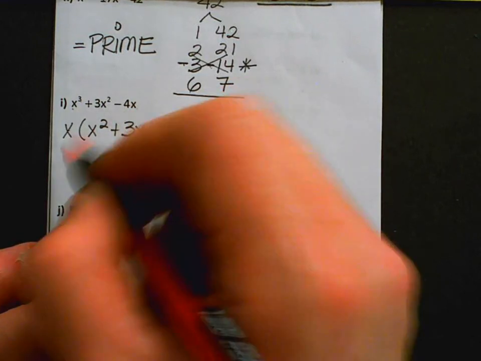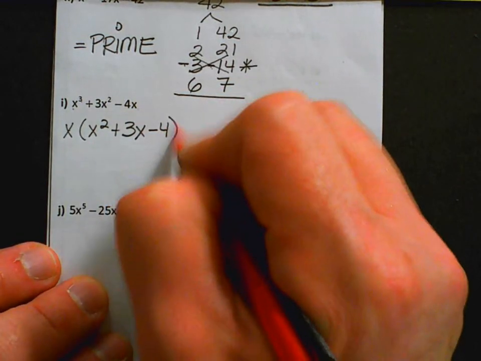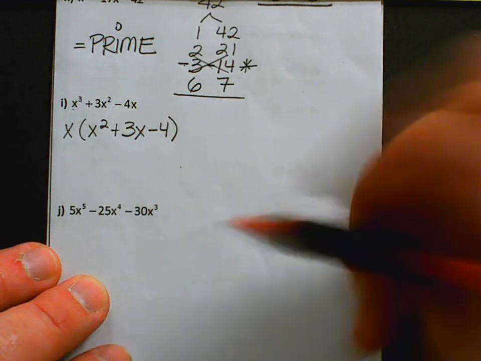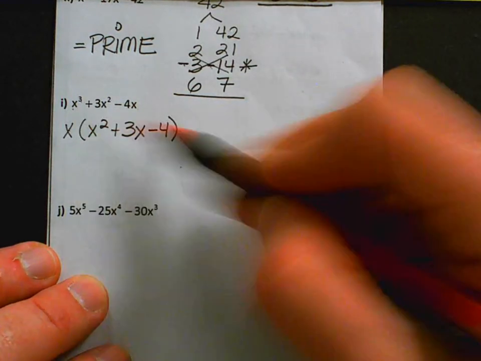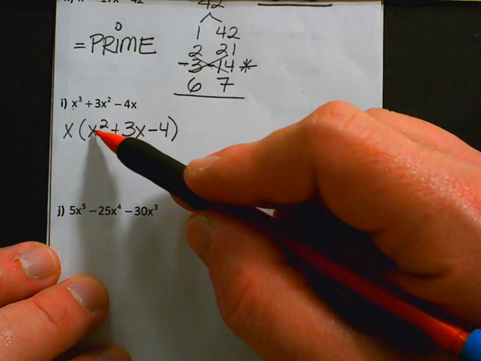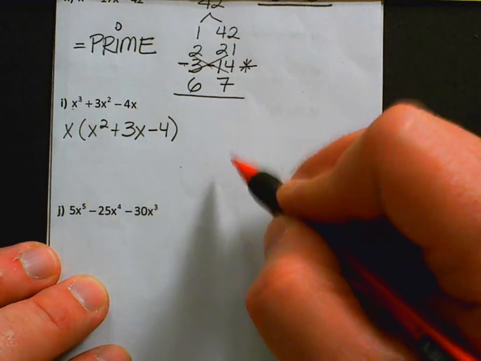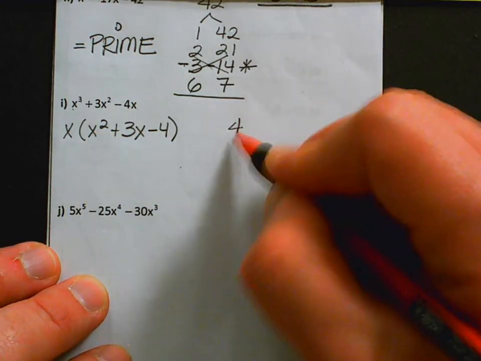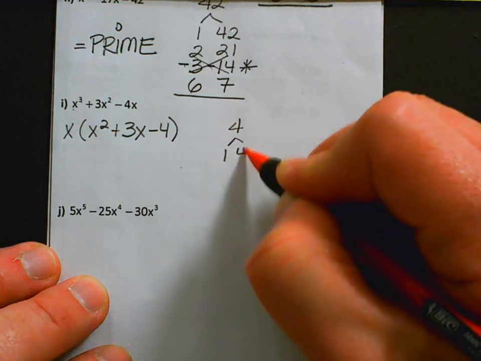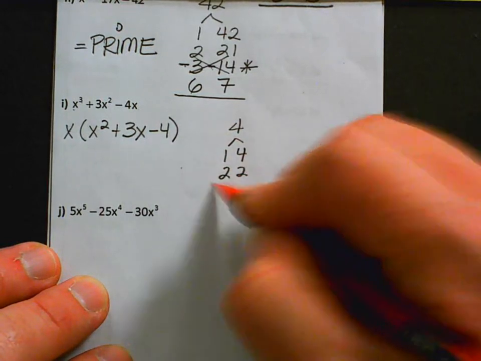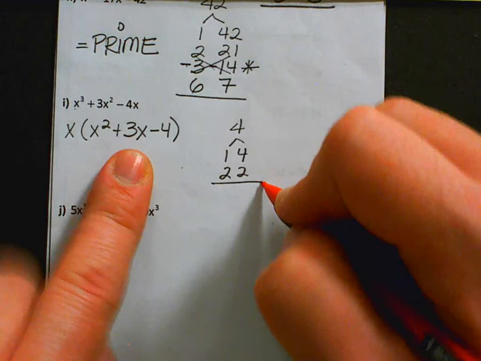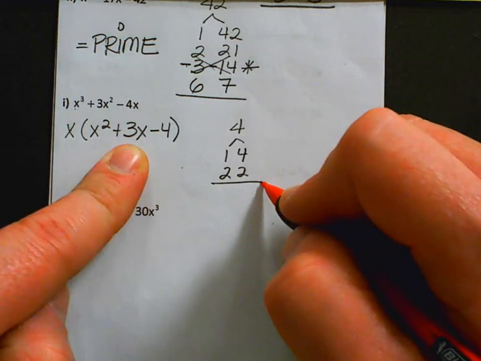Now that we have that, inside the parentheses, we're going to apply the strategy that we just learned. 1 times 4 will be 4. So what numbers give me 4? 1 and 4. 2 and 2. Now focus our attention on the middle term. Which one of these pairs give us 3? And it will be 1 and 4.